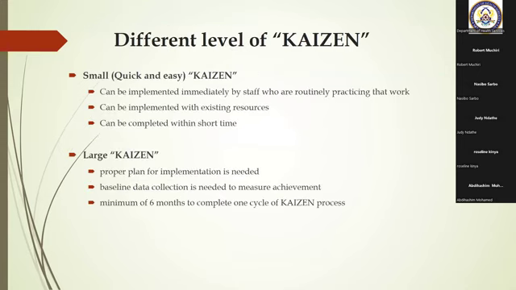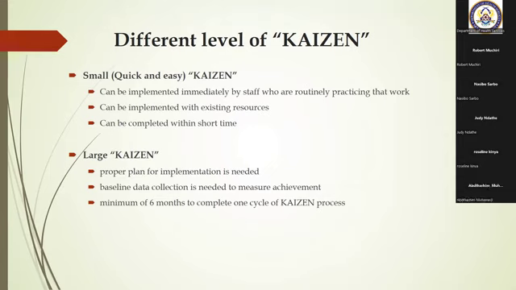We have 2 levels of Kaizen. That is a small Kaizen, or quick Kaizen, also known as short Kaizen, and a large Kaizen, which is also known as long Kaizen. The small Kaizen is called small or short because it can be completed within a short time, like a day, 2 or 3. It cannot take you more than a week. At most, maybe 3, 4, 5 days. That's why it's called short, small, or quick Kaizen.